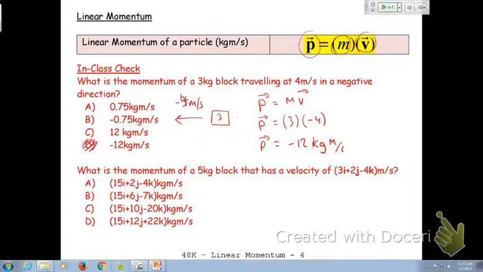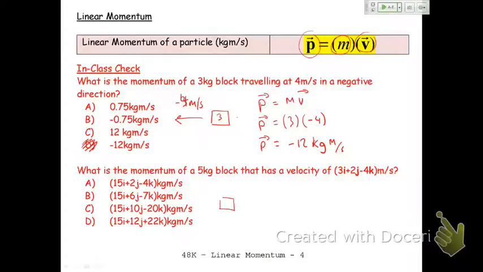So I'm going to have my, again, my visualization is important. I'm going to have my 5 kilogram mass, and I don't know which direction this is. I just do an arrow, and I go, this is going to be 3I plus 2J minus 4K, and that's going to be meters per second. So I go, well, P is equal to M times V. So let's have a look. This is going to equal my M, which is 5, times my V, which is 3I plus 2J minus 4K.